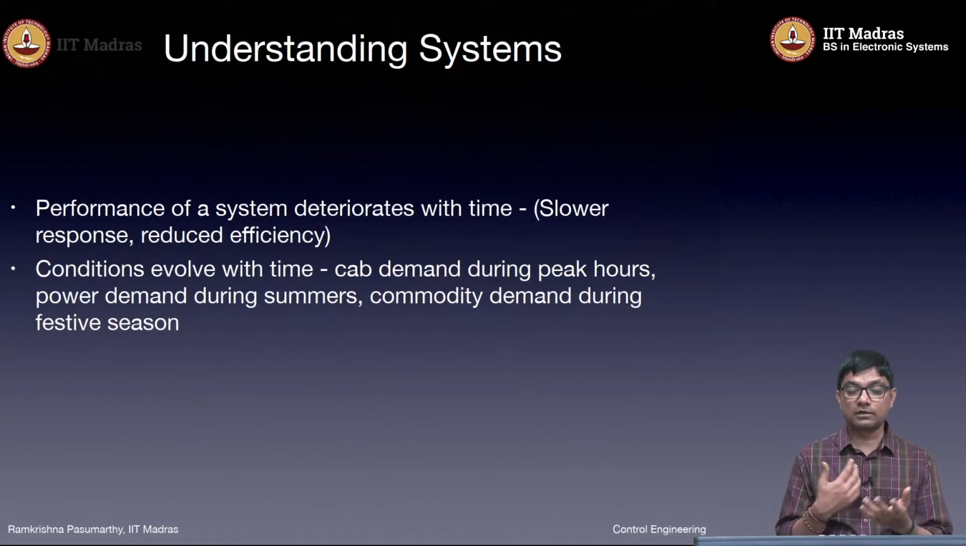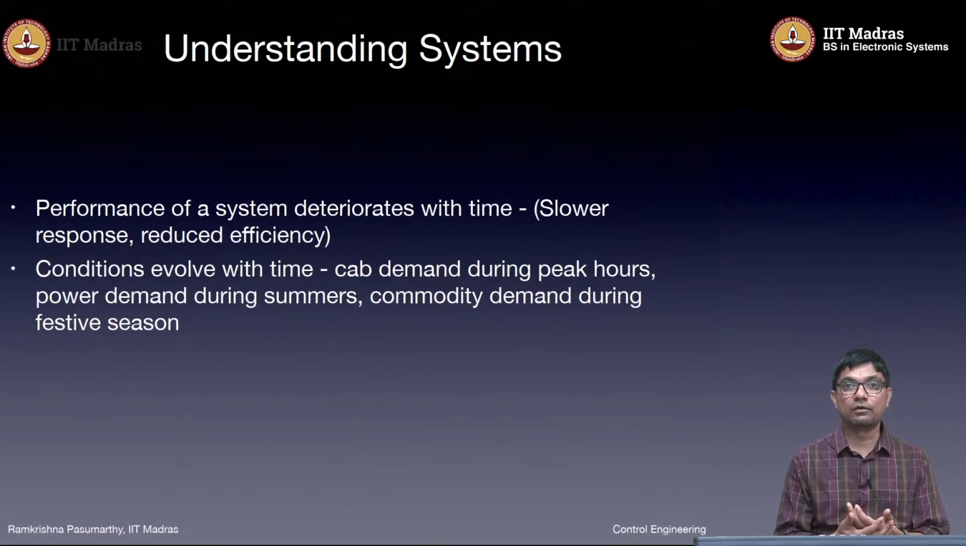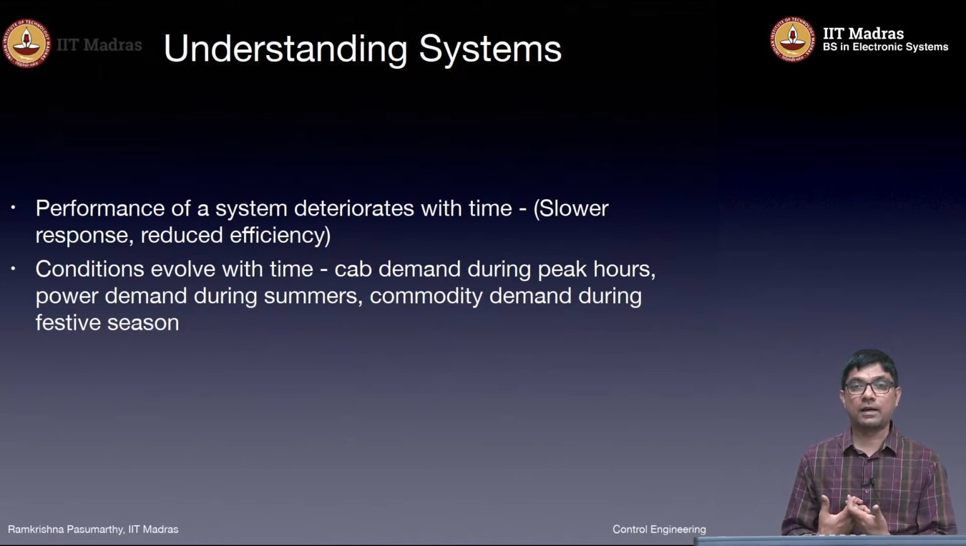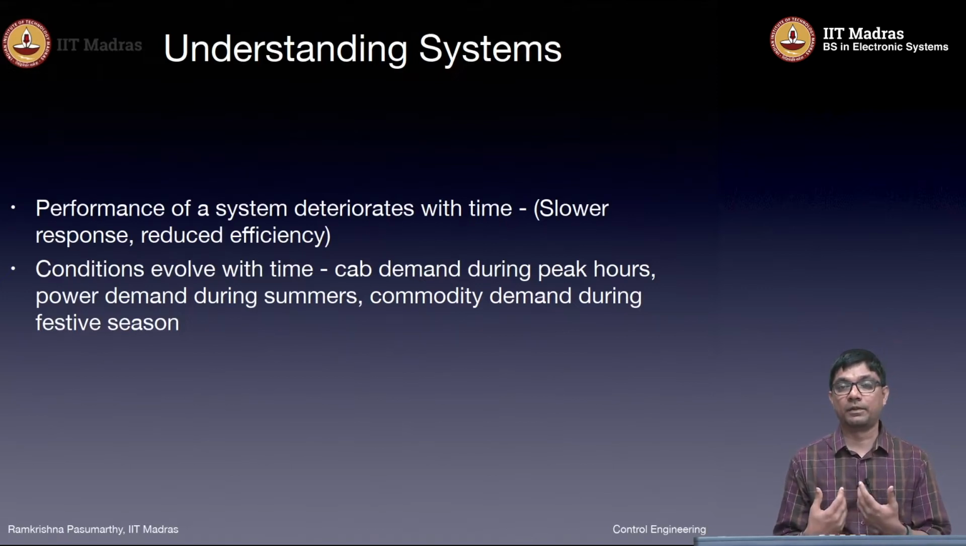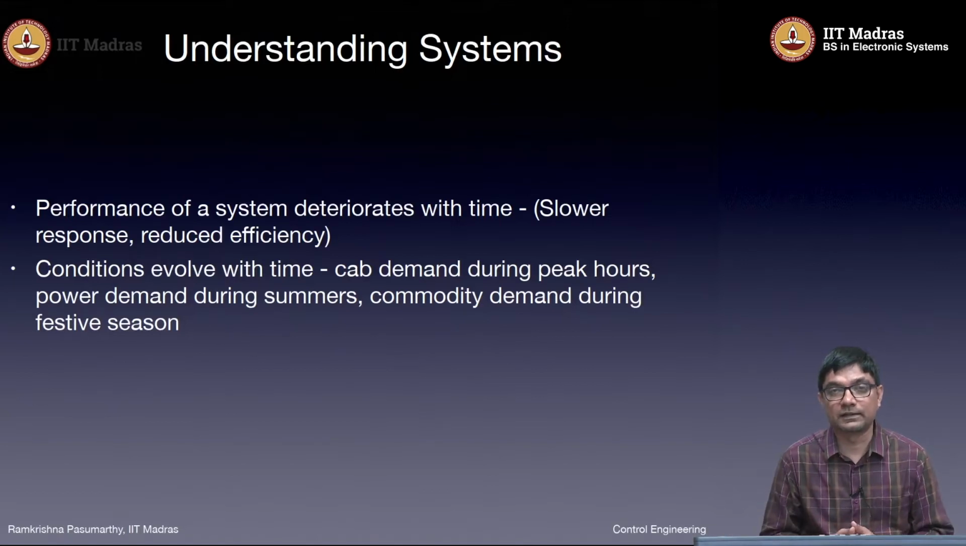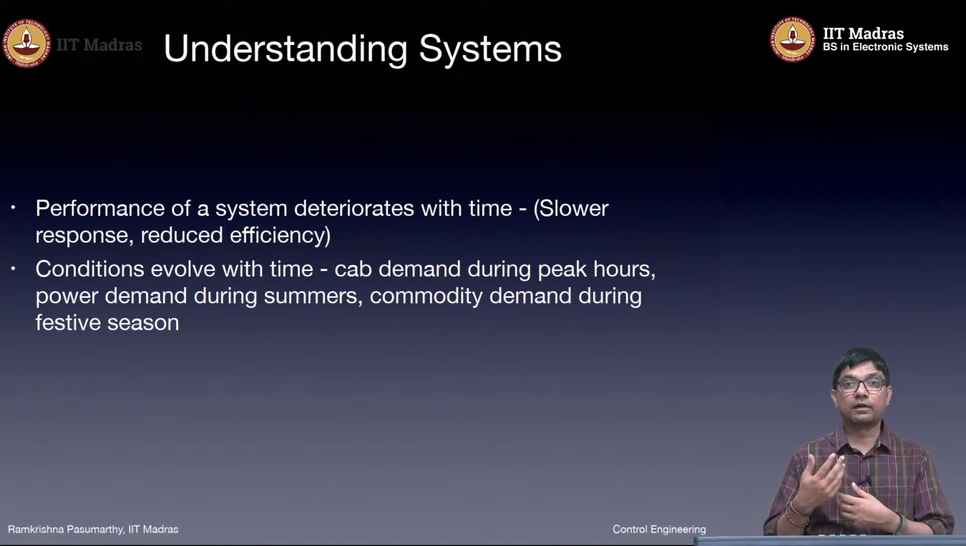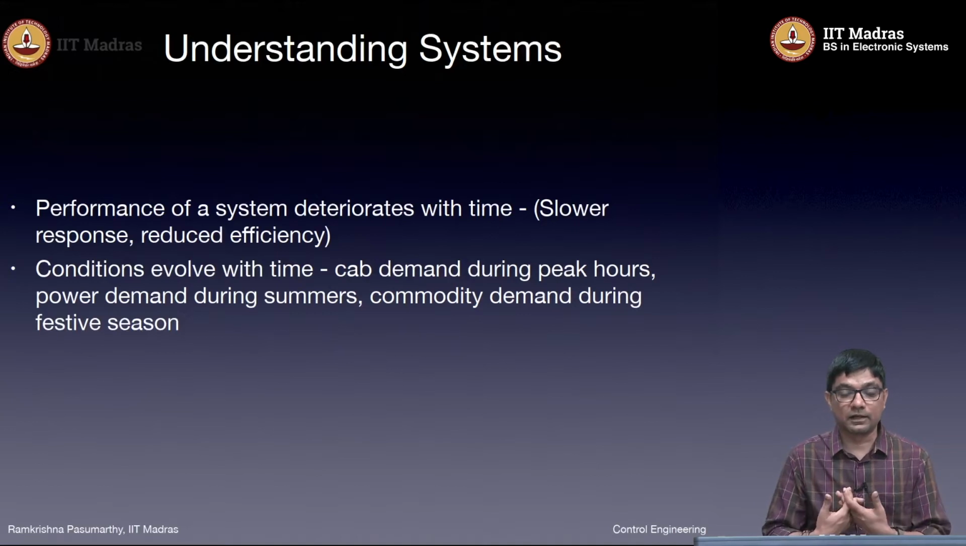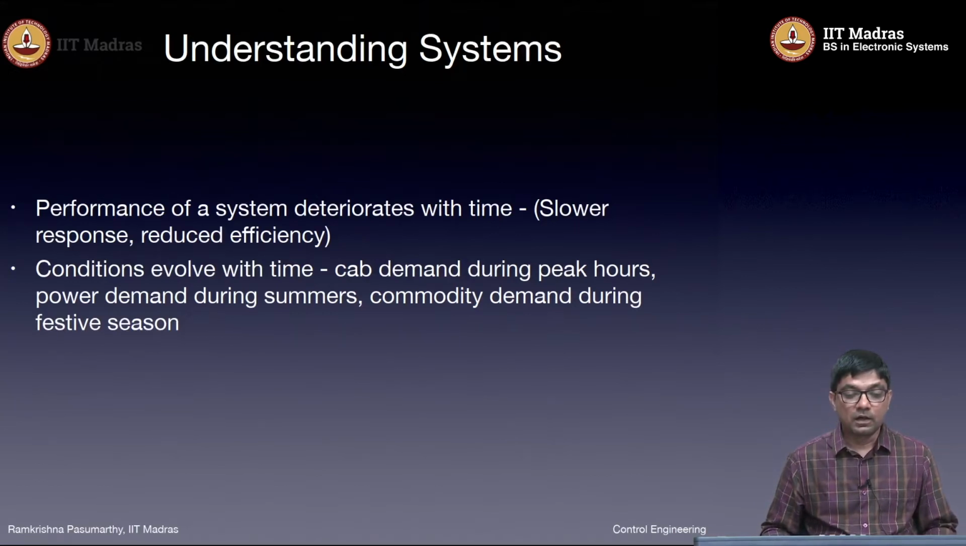And many systems around us evolve with time, right? During peak hours, your cab demand might be a lot, the number of people accessing metros or local trains might be a lot, power demand during summers, commodity demand during the festive season and all. There are things which vary, or even the intensity of the sun from say 6 a.m. when it rises till 6 p.m. or so when it sets. Things evolve with time, right? And also maybe our clothing patterns evolve with time, and so on.